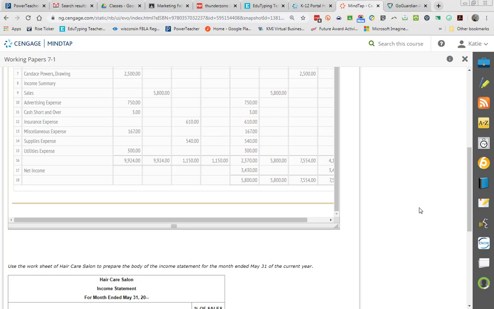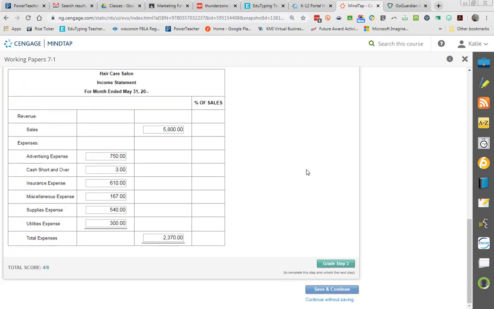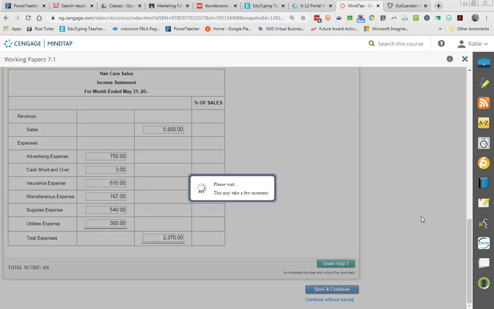On the worksheet, what column? Totals for my income statement debit column, right? Right here, that is the total. So I'm going to go ahead and put my total expenses there as $2,370. Again, individuals go on the left-hand side. Totals are going to go on the right side. There's not a debit and credit column.